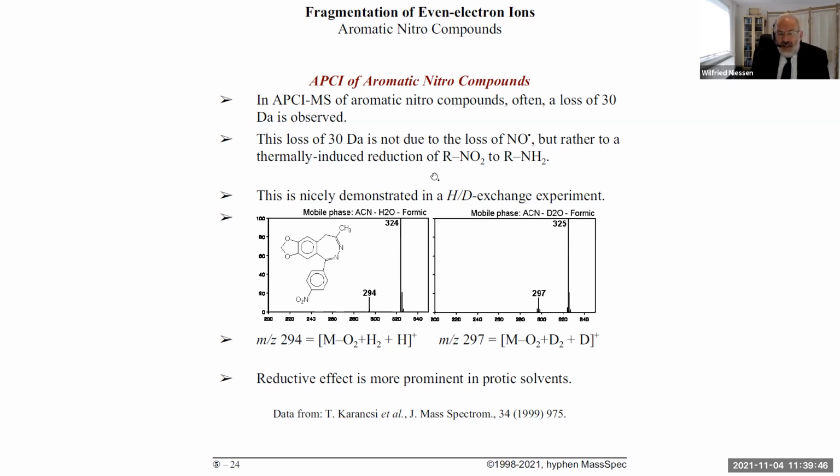So what they did is they did an HD experiment by replacing the water by D2O in the mobile phase. And since there is no exchangeable hydrogen in this particular case, for the M plus H, we now get the M plus D. And if the 294 would be due to the loss of the NO dot, you would now get 295, while in fact you see 297, consistent with the thermally induced reduction of the NO2 group to the NH2 group.